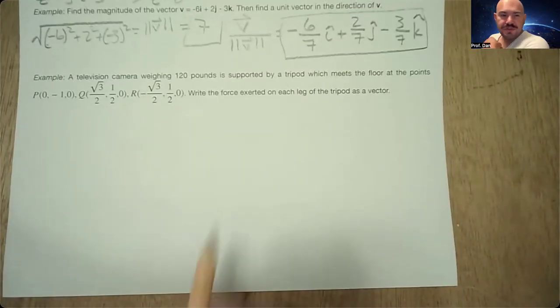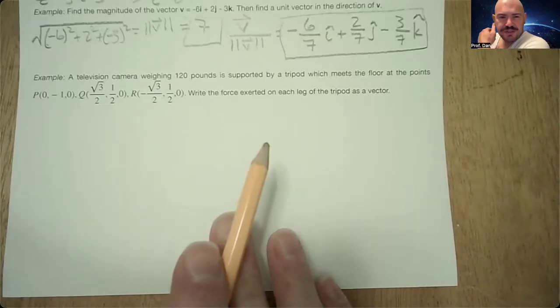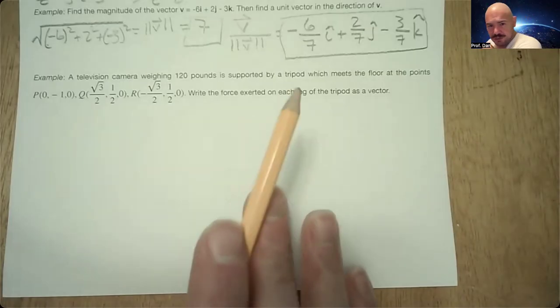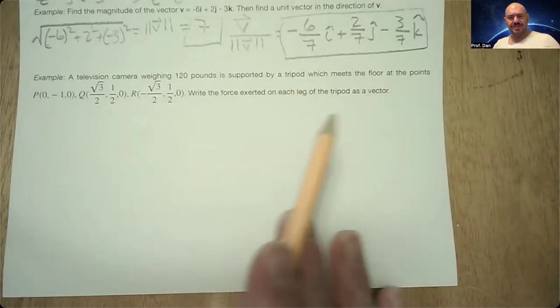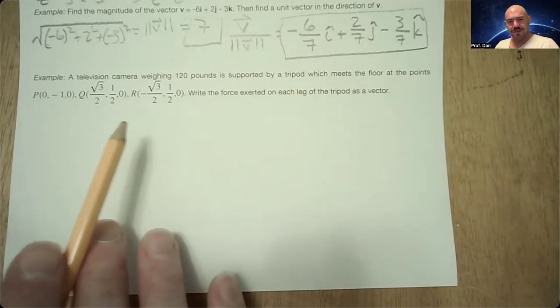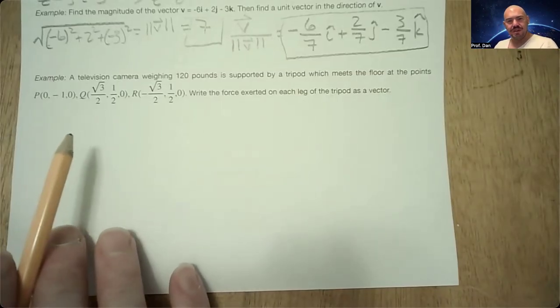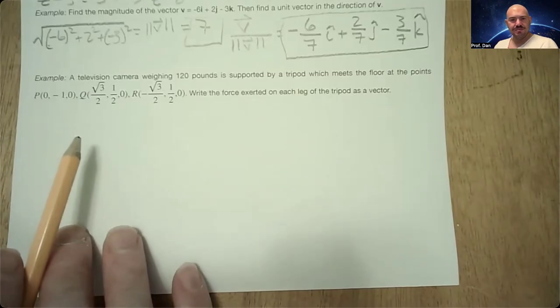And now we have one more question that is kind of an application question. So we have a television camera that weighs 120 pounds. It's supported by a tripod, and it meets the floor at these 3 coordinates. Write the force exerted on each leg of the tripod as a vector.